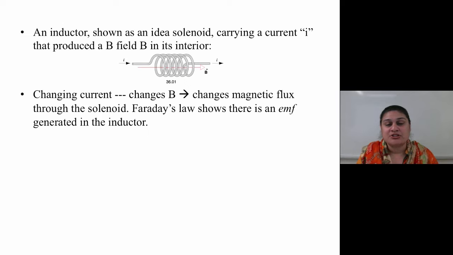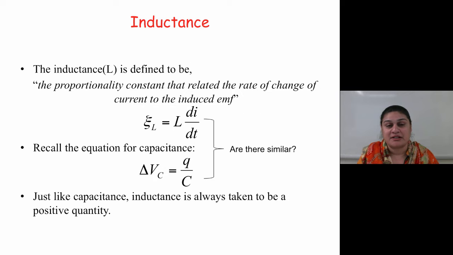Changing current changes the B field, which changes the magnetic flux through the solenoid. Faraday's law shows that there is an EMF generated in the inductor. So the definition of inductance is the proportionality constant that relates the rate of change of current to the induced EMF. We know that as the rate of change of current increases, the induced EMF increases as well.